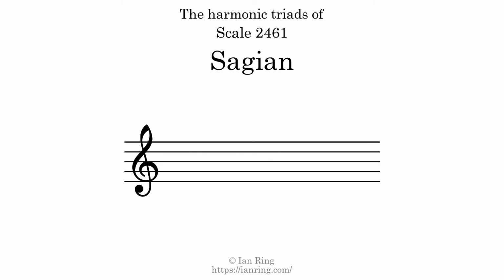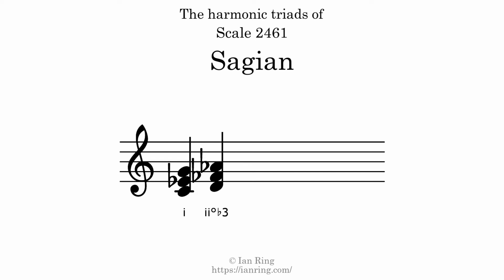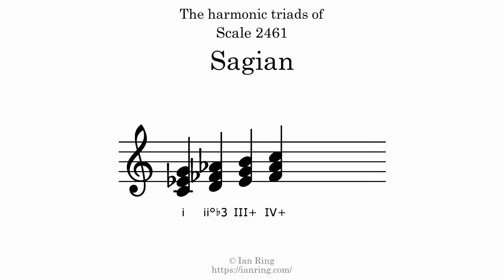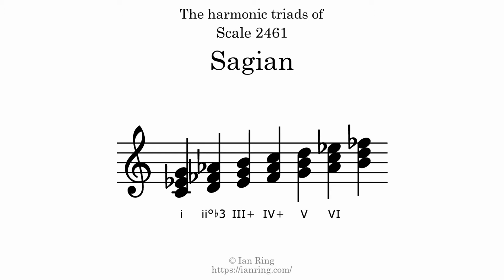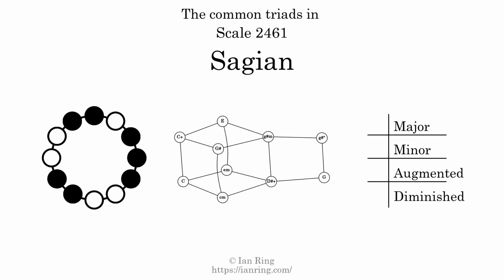100110011101. Here are the harmonic triads present in this scale. Minor, diminished flat 3, augmented, augmented, major, major, unnamed. Here are the common triads present in this scale. The diagram in the center is a graph of parsimonious voice leading between triads.